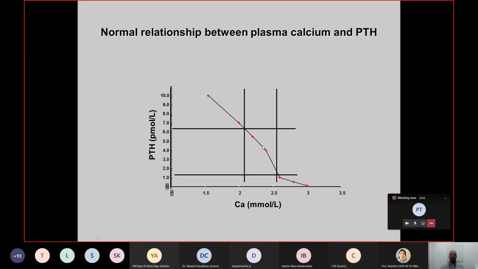So this is the normal relationship, and in health this relationship is maintained. And if this is not seen in a patient, then we know there is an anomaly between PTH and calcium. And if the relationship is broken, it generally means that the parathyroid function is abnormal, and I'll show you some examples.